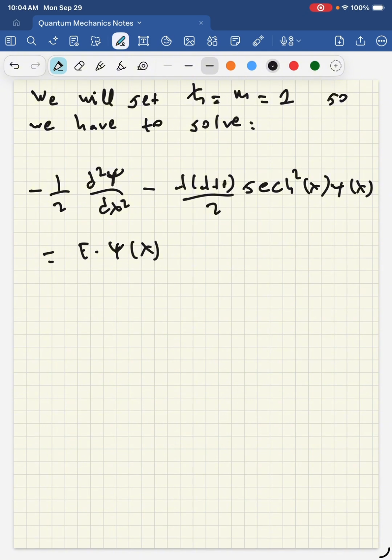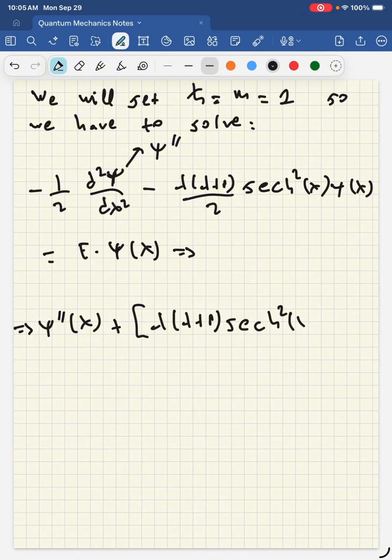We can rearrange this. So we will start solving this equation. For simplicity, we will write this as psi double prime, which means the second derivative, as usual, plus lambda times lambda plus 1 times the hyperbolic secant squared plus 2E times psi of x equals 0. Let's call this equation 1.